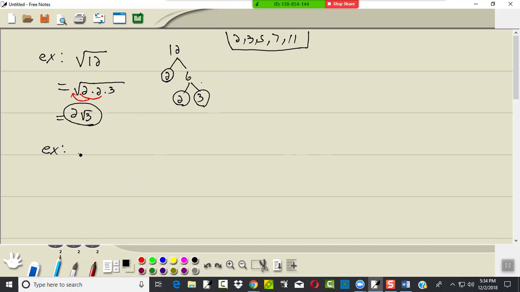Now you're not limited to just numbers. You can have x's. Now this is a cube root. By the way, a square root, the index, the number in the slot right here is 2. So the number in the slot here is a 3. Well, if I look at 16, that's 4 2's. If I look at x to the 5th, that's 5 x's.